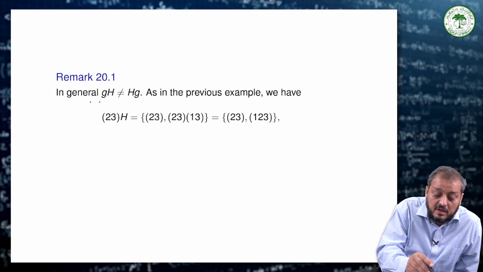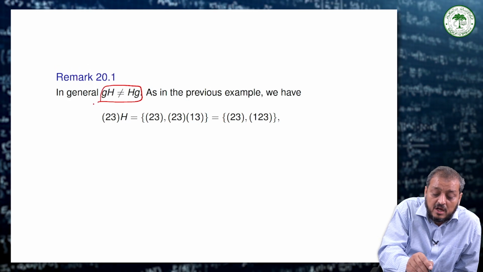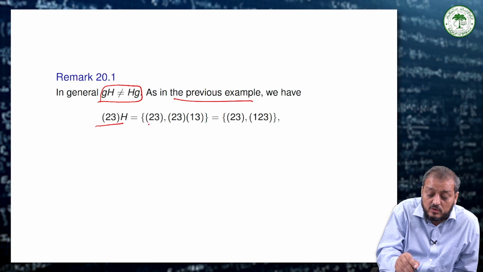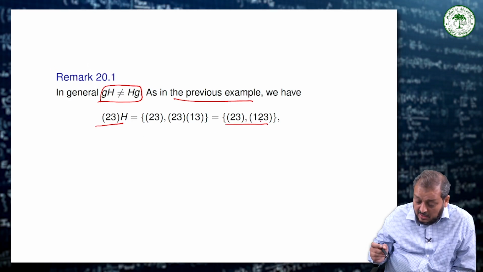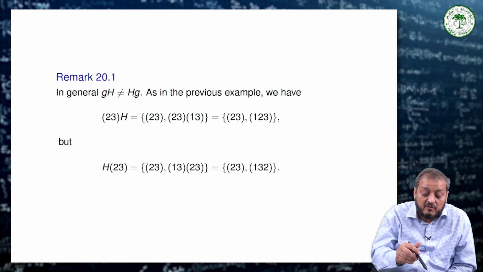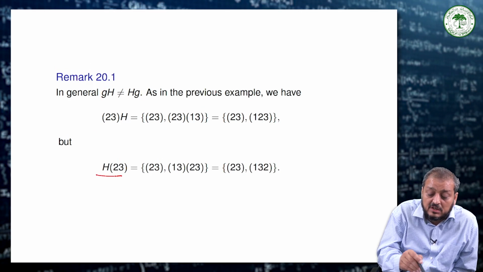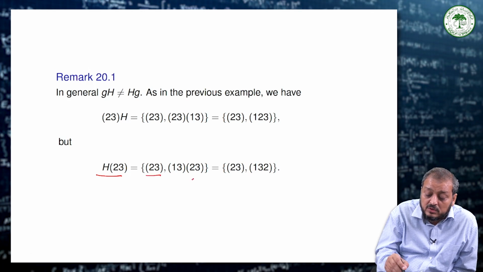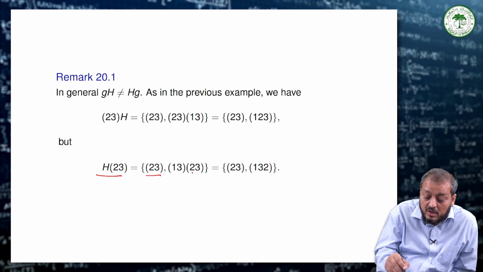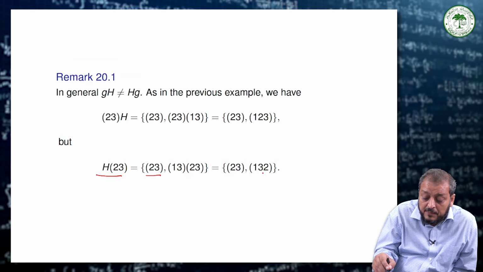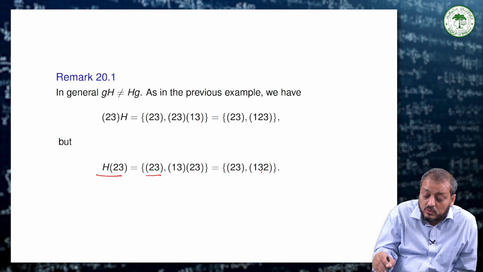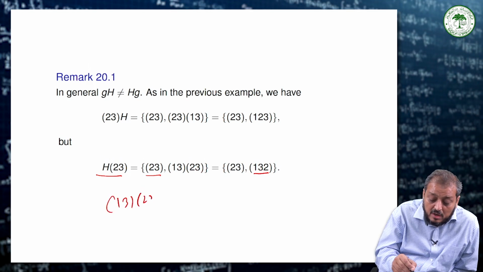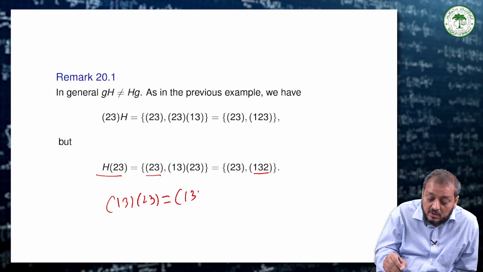In general, we have to remark this. You see that in general GH and HG are not the same, as in the previous example. Take 2 3 and H equal to 1 2 3, and check. If we multiply, 1 goes to 1, 1 goes to 3, then 3 goes to 2, 2 goes to 2. So we have a 1 3. So if we take 1 3 and 2 3, this is equal to 1 3 2.